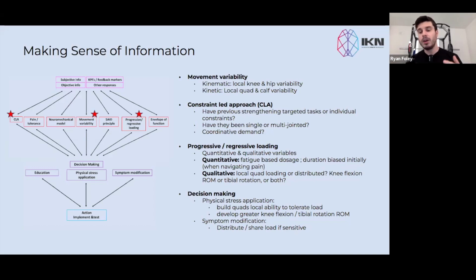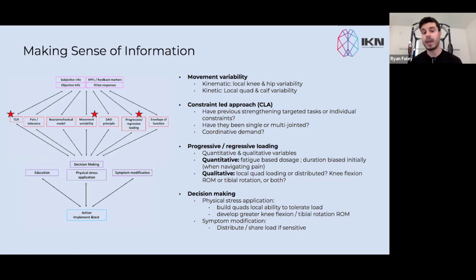Okay. From a range of motion standpoint, do we focus on just loading or improving knee flexion? Or do we focus on promoting tibial rotation? Or can we do both? Typically, we would try and do both early on. And if the individual can tolerate it, then we may separate the intention. And we will show you a manual bias strategy of how we can do that in the next video. But coming back to this decision-making framework, again, we make a decision to apply physical stress to the system. We want to build the quad's local ability to tolerate load. We want to develop greater knee flexion and tibial rotation range of motion.